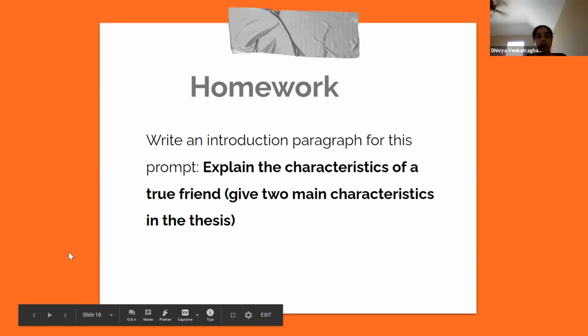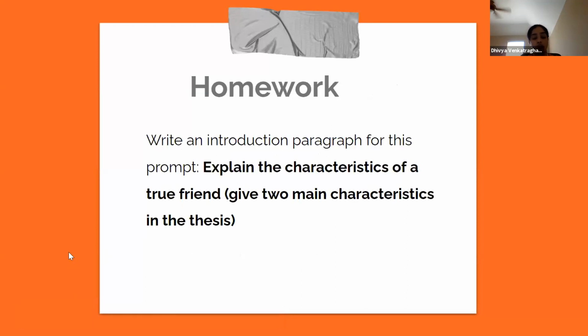Okay. And this is kind of some optional homework, but I really suggest that you do it because it would definitely help you become a better writer and get more practice in general with this whole introduction thing. So I would say to write an introduction paragraph for the prompt, explain the characteristics of a true friend. So here you would give two main characteristics in the thesis, and that would be your two reasons.